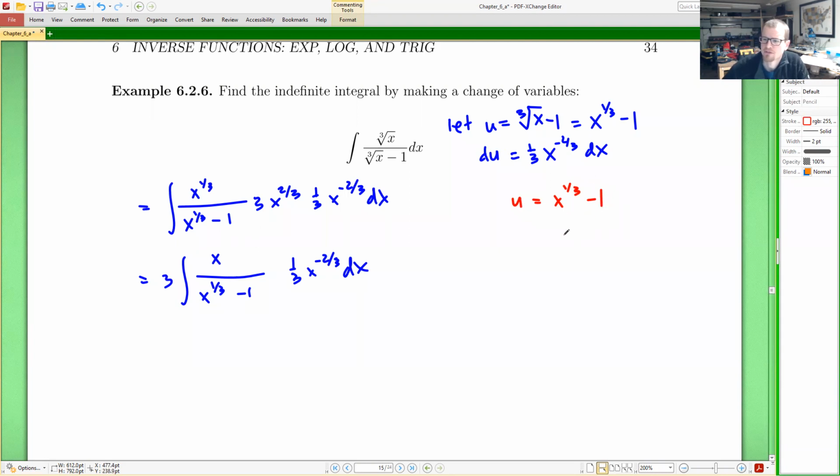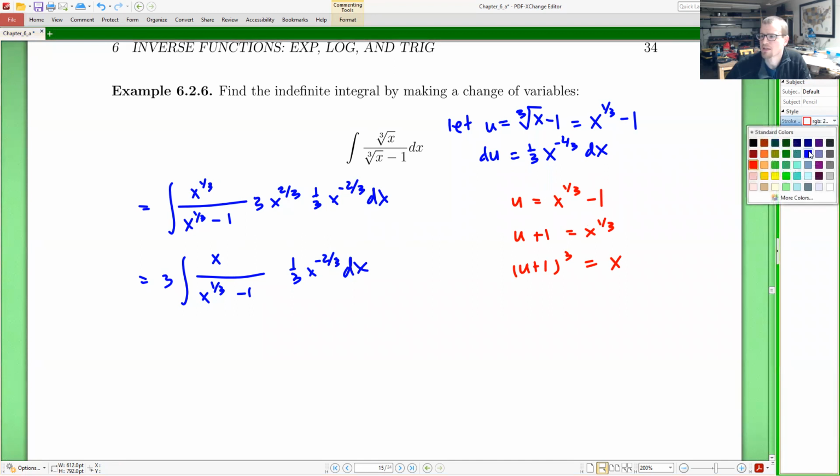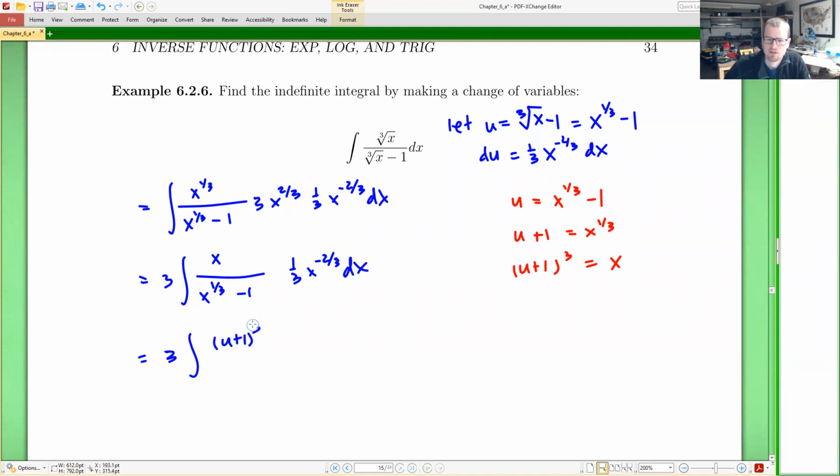So x to the 1/3 minus 1. Let's see here, add 1 to both sides. u plus 1 is equal to x to the 1/3. And then cube both sides to get u plus 1 cubed is equal to x. So now I know what x is in terms of u. I know what this is in terms of u, and this is just du. So I can make my replacement. So this is 3 times the integral of u plus 1 cubed divided by u times du.